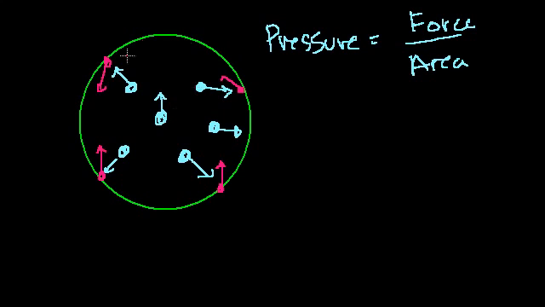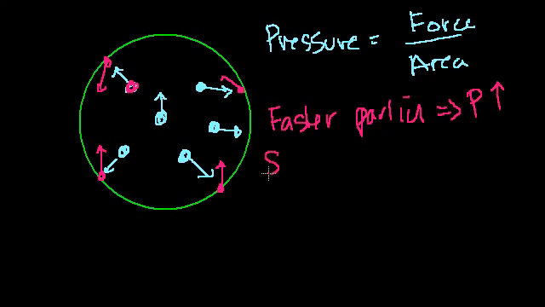So first of all, the faster these particles move, the higher the pressure, right? Faster particles would imply pressure would go up. Slower particles, you're going to be bouncing into the container less, and when you do bounce into the container, it's going to be less of a ricochet or less of a change in momentum. So slower particles, you're going to have pressure go down.